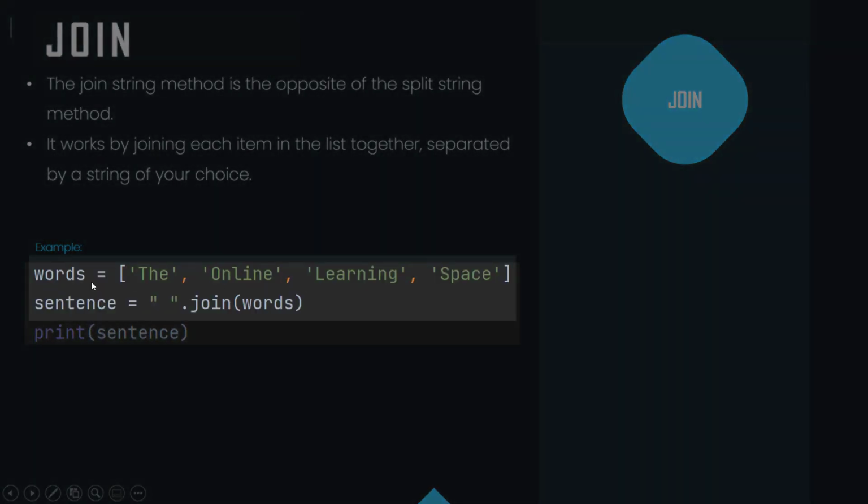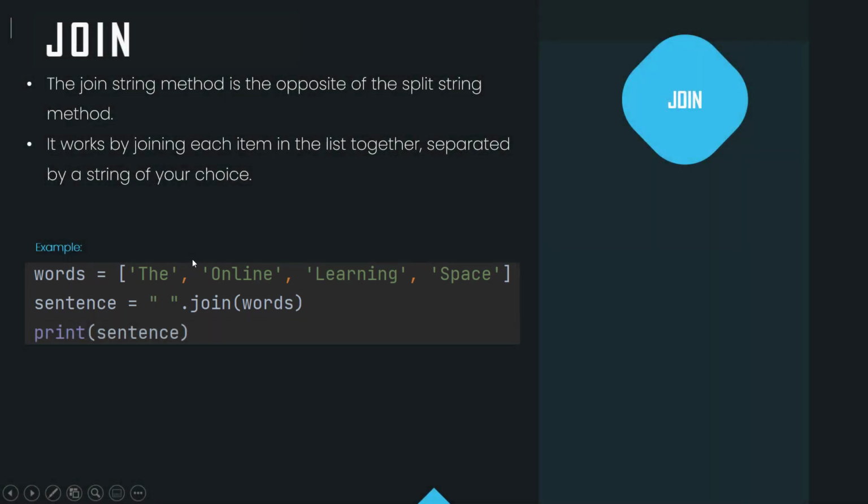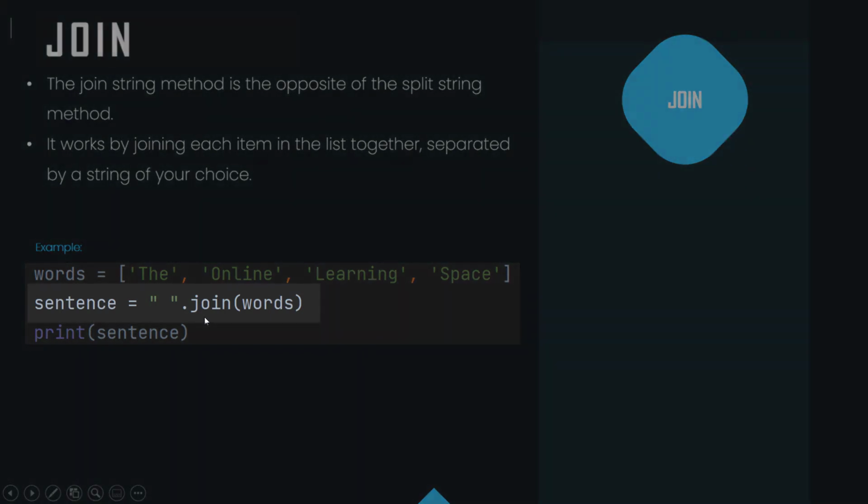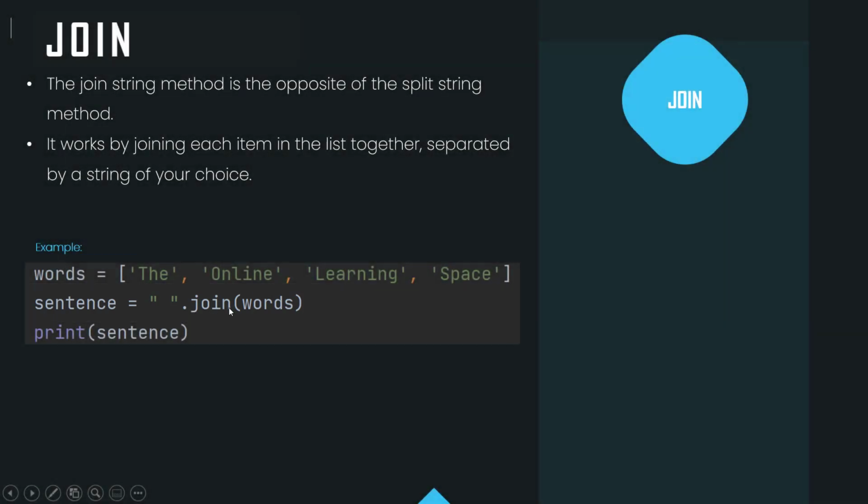We've got a list here set up as words: the, online, learning, space. And then what we need to do is to join them together. Every time that we have a space in between those words in that list, we want that to be joined. So that's where we use the quotations, and then we have a space, and then you can go dot join words, and then when you print the sentence, it returns back the online learning space.